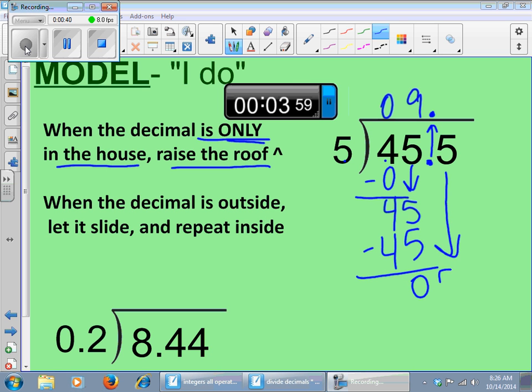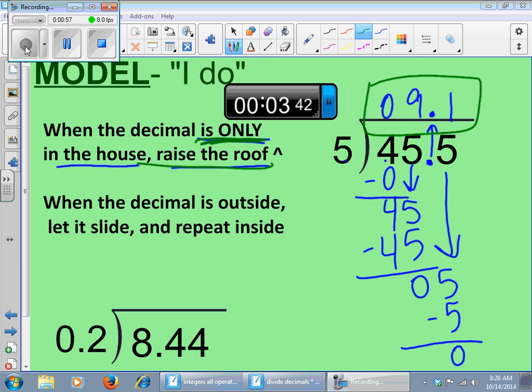Bring down my next digit. 5 goes into 5 1 time. 5 times 1 is 5. Subtract, no remainder. So my final answer would be 9.1 because I divide right around that decimal. The decimal came straight up because it was only in the house. You raise it straight to the roof.